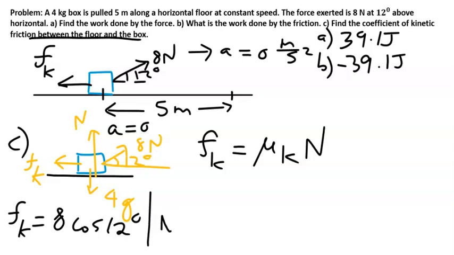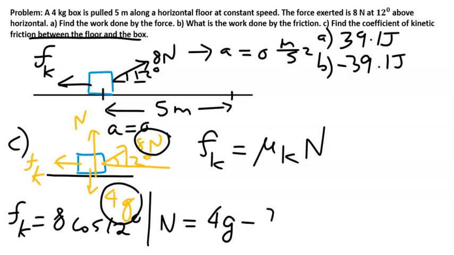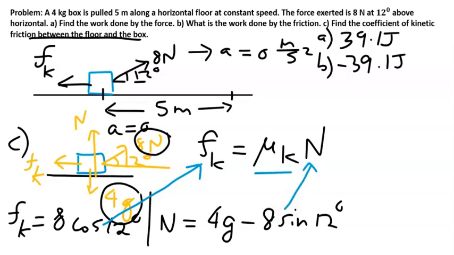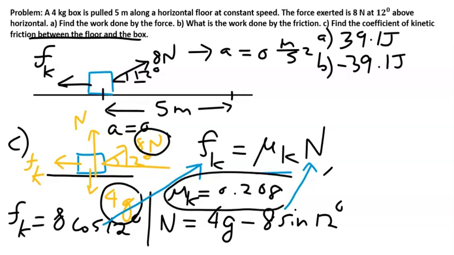So that means now we have to determine the normal force. The normal force is contributed by two factors. One is the weight, and the other one is the vertical component of that 8 newton force. So that means the normal force is the weight minus the y component of that 8 newton force, which in this case is 8 sine 12 degrees. Putting this information there and that information here, we can solve for the coefficient of kinetic friction, which will give you 0.208.